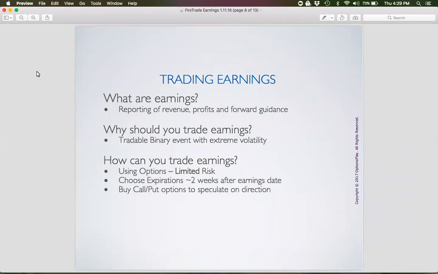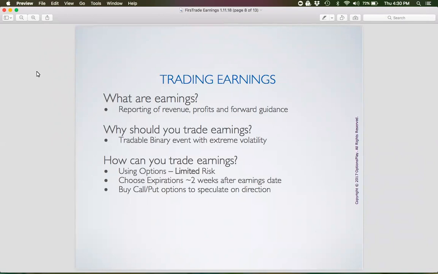Now, how can you use options to do so? Number one, you choose an expiration date. That usually is about 2 to 3 weeks beyond the actual earnings date. So if you have earnings next week, you might want to trade a 3 to 4 week option. This is because most of the time after the stock beats or misses on an earnings call, it will usually continue going in that direction, usually for a week or two afterwards. So you do want to give yourself some time beyond just the earnings date for your strategy to be profitable.